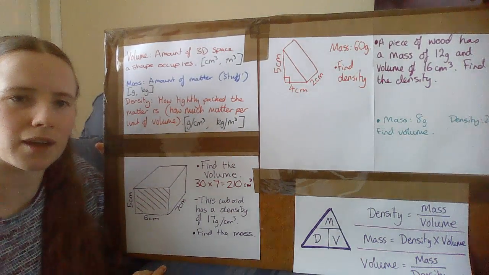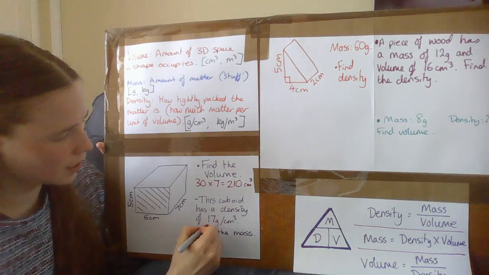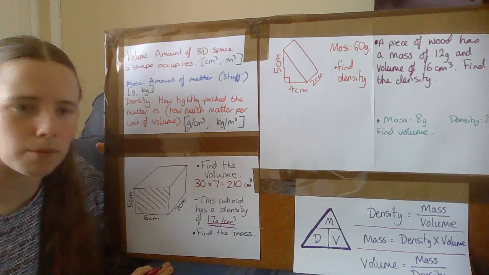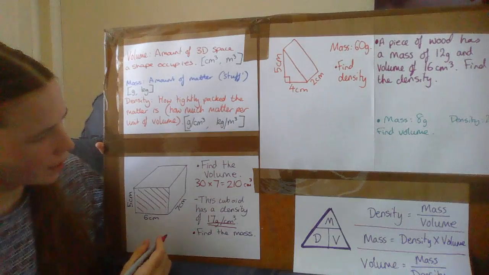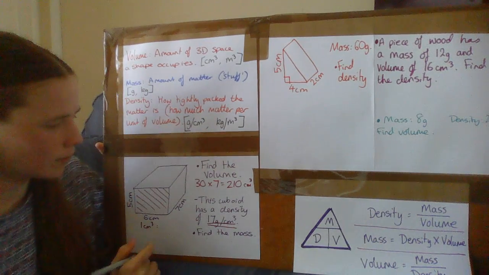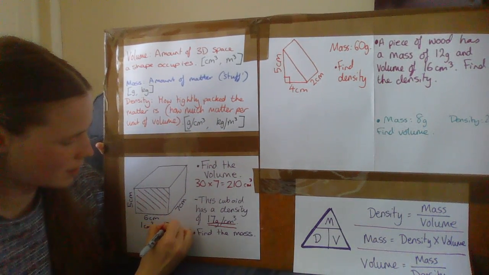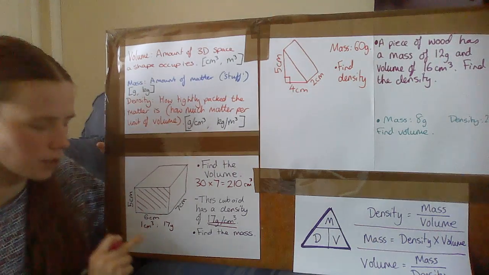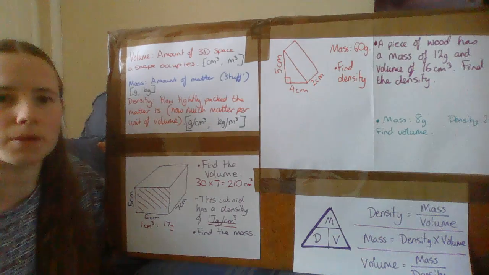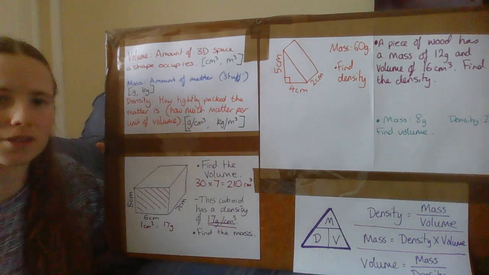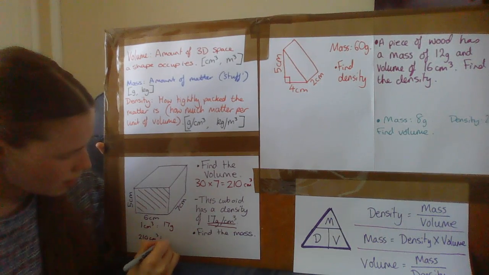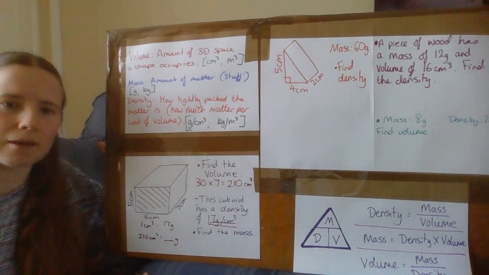Now, I've also been given a fact about the density. Density, I've been told, is 17 grams per centimeter cubed. So what I've been told here is, if I had 1 centimeter cubed of this material, that would have a mass of exactly 17 grams. Every 1 centimeter cubed is 17 grams. However, I don't have 1 centimeter cubed. I've actually got 210 centimeters cubed. So I need to work out how many grams that will be.